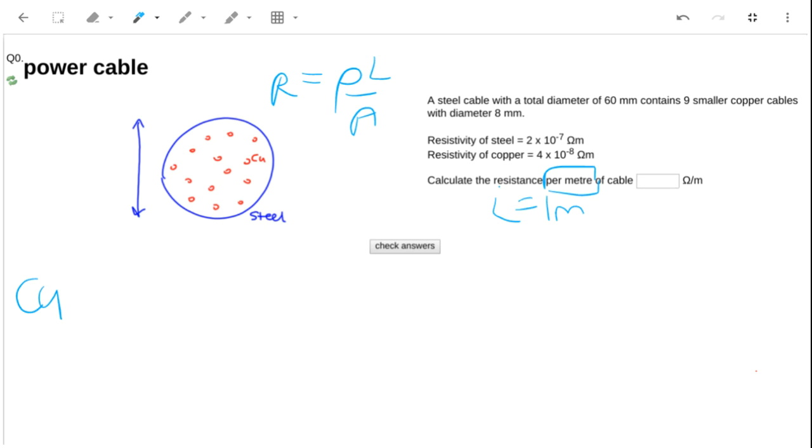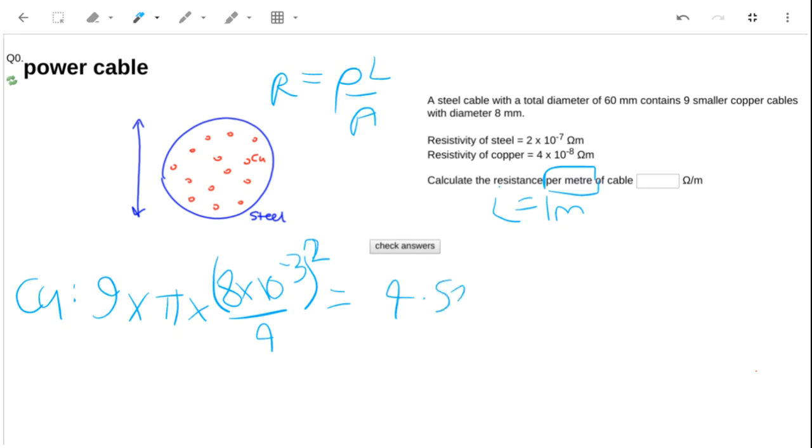Let's start with the copper. So there are 9 cables. I'm going to use pi d squared over 4 to calculate the cross-sectional area for each of these little cables. That's 8 times 10 to the minus 3 pi d squared over 4. Plugging that into my calculator, 9 times pi 8 times 10 to the minus 3 squared divided by 4 gives me 4.52 times 10 to the minus 4 meters squared.